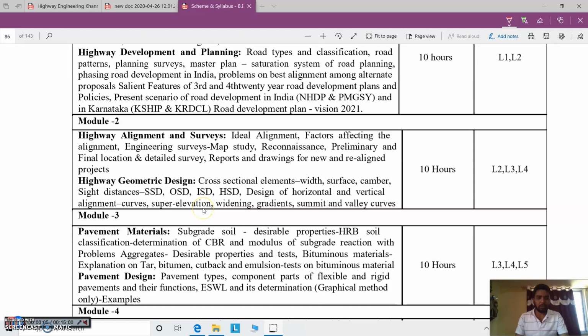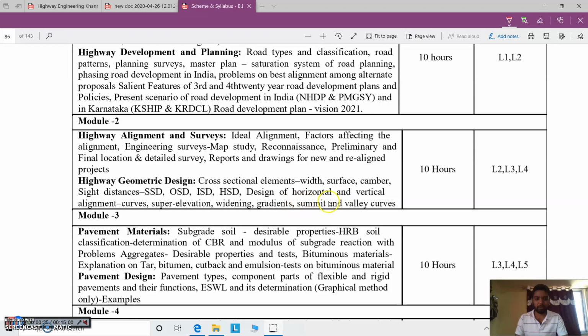Till the previous class we have completed the horizontal curves. In the horizontal curves we are left with setback distance, and in vertical curves, summit and valley curves need to be discussed. On this content, that is summit and valley curves and setback distance, the videos have been uploaded to the Google Classroom. Now I will just discuss the summit curve and valley curves.